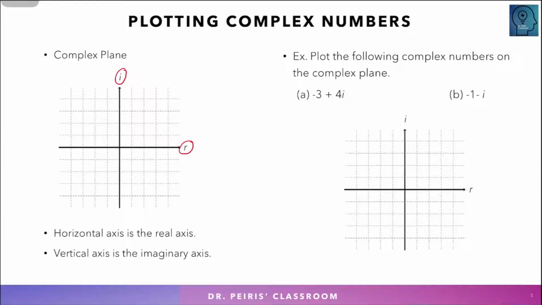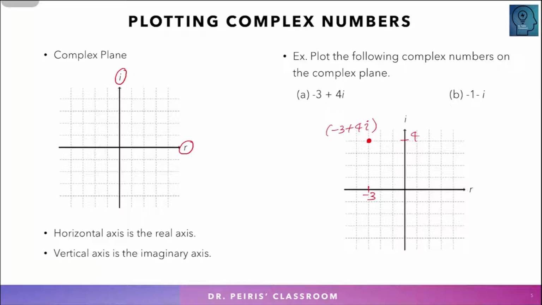Now let's see a few examples. How do we plot -3 plus 4i? What is the real part? -3. So we go to the real axis and find where -3 is. Here is -3, and the 4i is the imaginary part. On the imaginary axis we mark where the 4 is. So here is the point for the complex number -3 plus 4i.